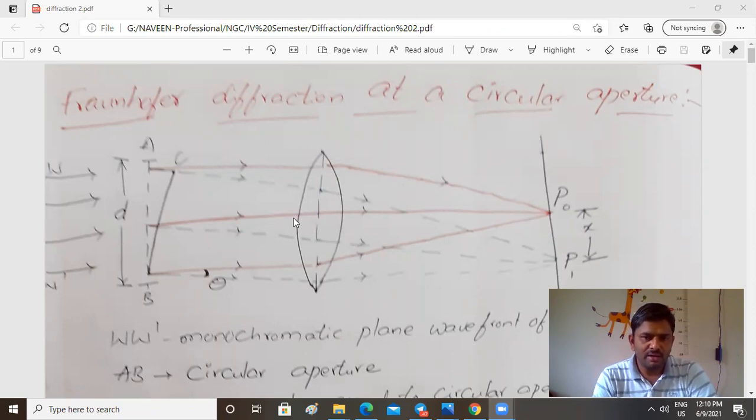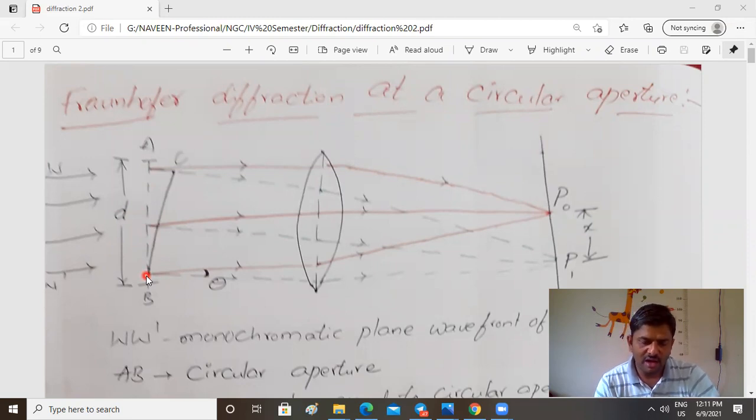You can observe the image which you see on the screen is exactly the same as it was while we discussed diffraction due to single slit. Diffraction due to single slit, there we called this AB. Let me use the annotation tool to show you where I am spotting. Yes, this one is AB. This is the single slit in the previous topic. Now we are calling this a circular aperture. Let me explain what this circular aperture is.